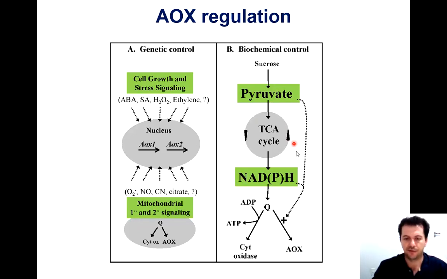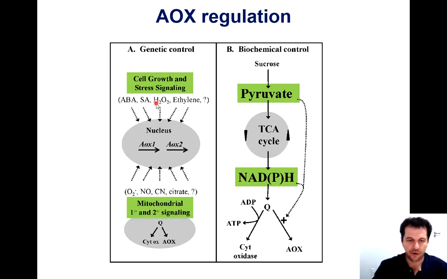Pyruvate, for example, is one activator of the AOX. If you have more pyruvate being produced, you have more AOX activity, so pyruvate is an allosteric regulator. You know what allosteric regulation is, so you can search about this kind of regulation. There is also genetic control, which means a transcriptional control. So this is allosteric control.